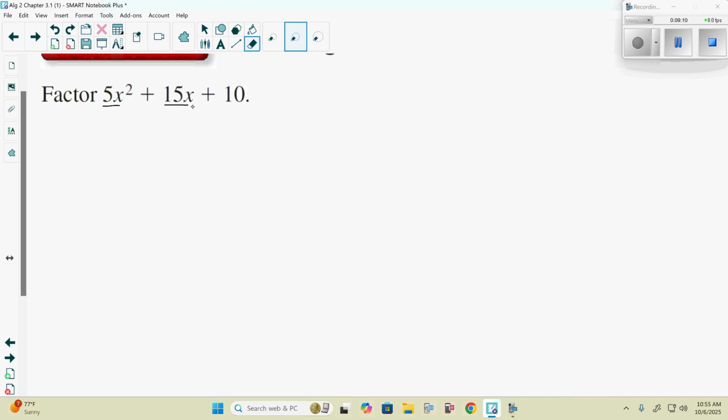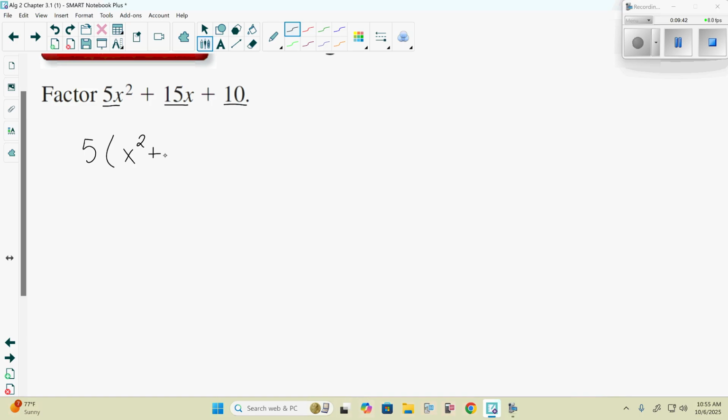5, because 5, 15, and 10, 5 will go into all three. 5 is a common factor of 5, 10, and 15. So the first thing we're going to do is factor it out. We're going to divide each of the terms by 5. 5x squared divided by 5 is going to be x squared. Now, since we're dividing by positive 5, we're not pulling a negative out. The signs are still going to be the same.